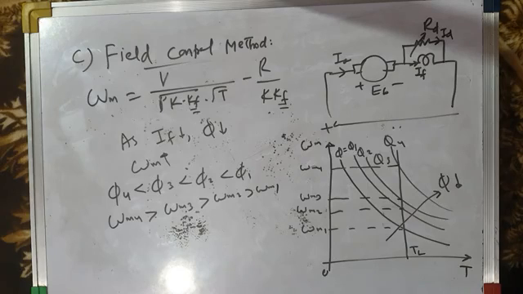So this is about DC series motor, various methods of speed control. That's all about DC series motor. In this lecture, we have derived the torque speed characteristics of DC series motor mathematically, and we have plotted those torque speed characteristics. We have seen that as torque increases, the speed decreases, as square root of torque.